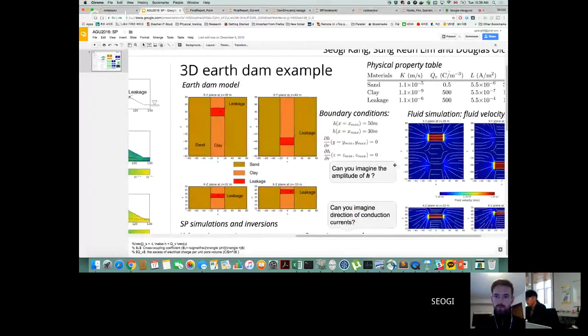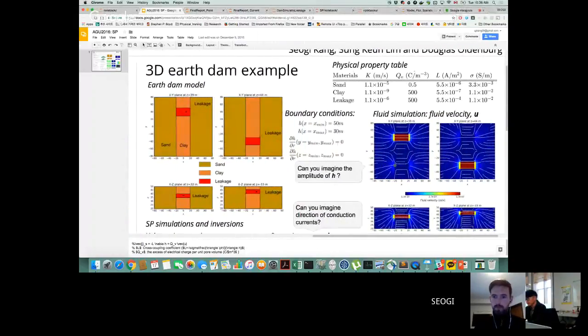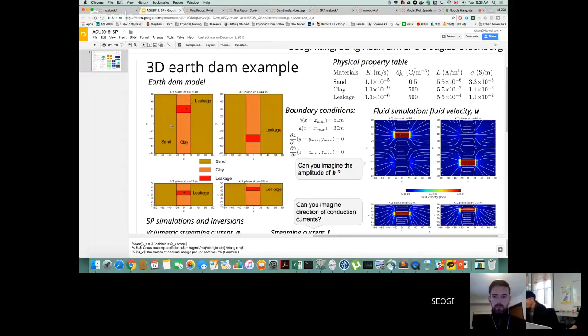So here I'm showing the example. This is a 3D model. That's a plan view at 39 meters below, and then this is 45 meters below. So these are two depth slices. We have two leakage paths, and that's a section view here, and this one is here. So we have two leakage paths, which is like two blocks in a half-space, but with a dike.